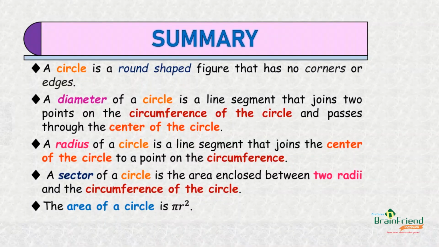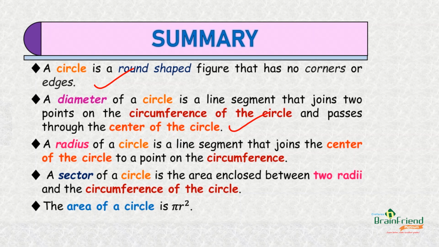Having solved all these examples, we have come to the end of our class. But before we go, let's take a look at a quick summary of what we have learned so far. We learned that a circle is a round-shaped figure that has no corners or edges. We also learned that a diameter of a circle is a line segment that joins 2 points on the circumference of the circle and passes through the center of the circle.